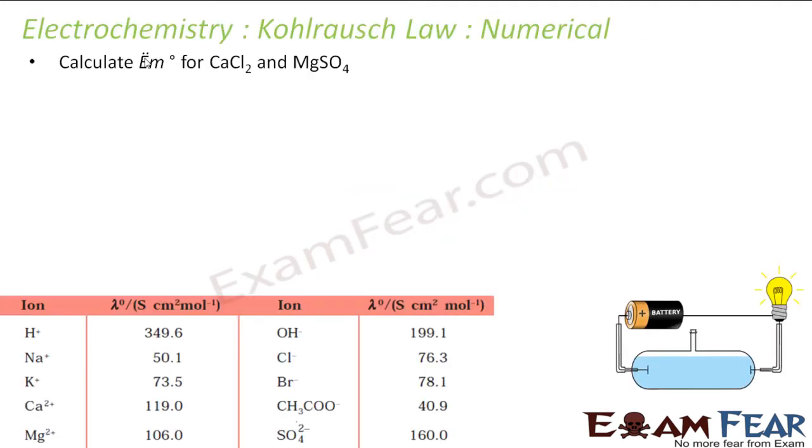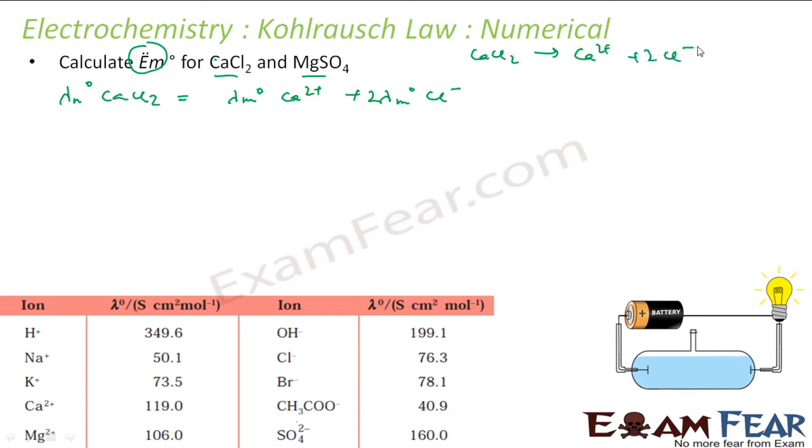So here we have to find lambda m naught, that means molar conductivity at infinite dilution, for CaCl2 and MgSO4. We'll use this table. As per Kohlrausch law, lambda m naught for CaCl2 will be lambda m naught of Ca2+ plus lambda m naught of Cl-, and there will be 2. Why? Because CaCl2 will dissociate into a Ca2+ ion and 2 chloride ions.